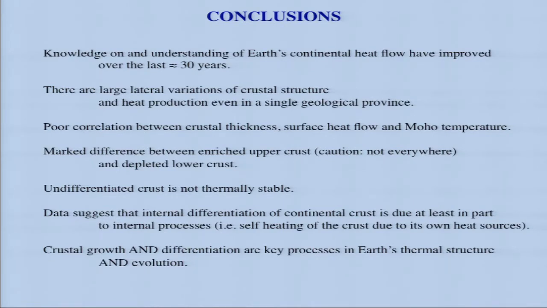There are marked differences between an enriched upper crust, not everywhere, and a depleted lower crust. Undifferentiated crust with the parameters that we know is usually not thermally stable. So crustal differentiation is important. The data suggests that internal differentiation in continental crust is due at least in part to internal processes. You don't need plumes, you don't need funky things to differentiate the crust. The crust is able to do it on its own. You just form it. It has enough radioactive elements to undergo melting on its own. And the last thing that I was mentioning about the mantle is that crustal growth and differentiation are key processes in the Earth's thermal structure. It's not only a problem of local geology, it's a problem of working out how the crust is cooling down.